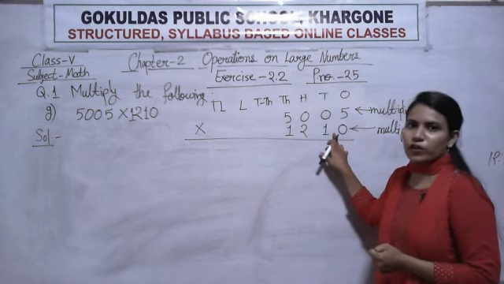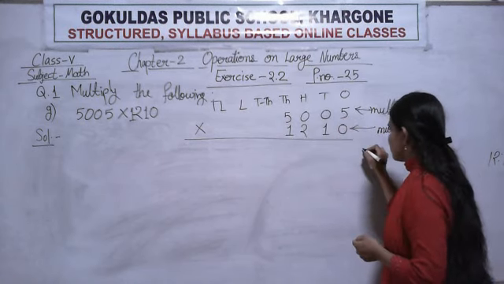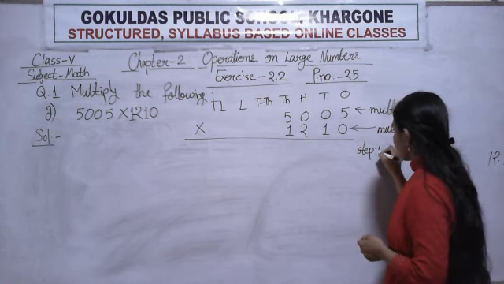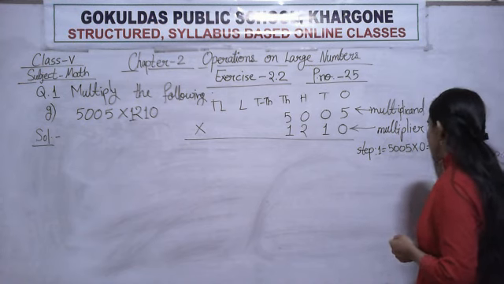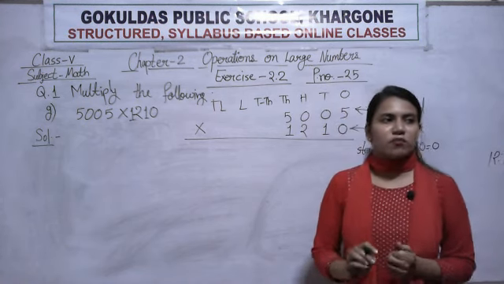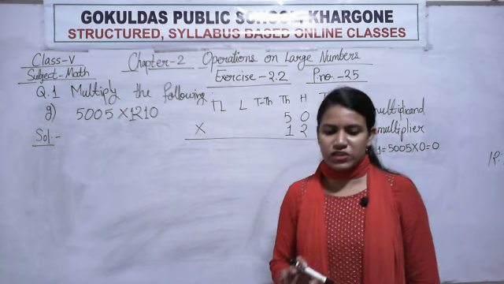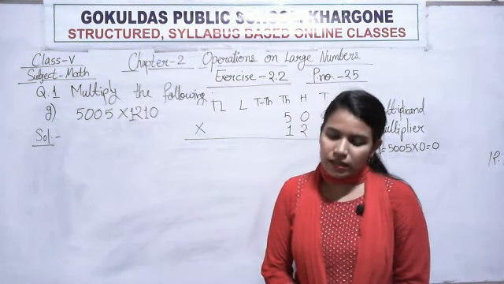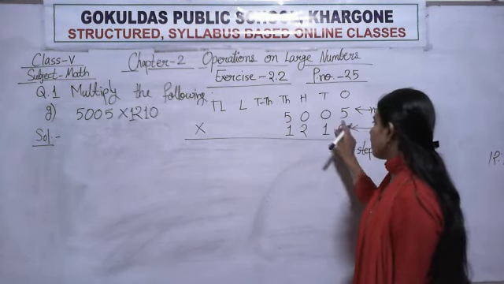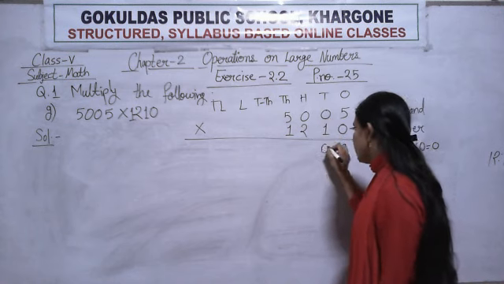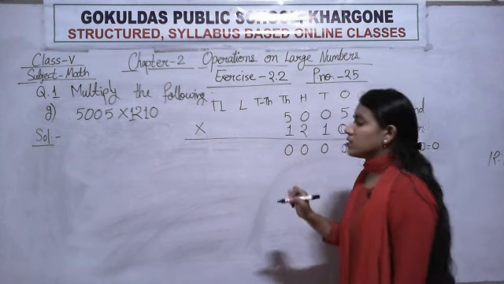In the first step what you will do? You will multiply the 0 by 5005. So in step 1 you will multiply 5005 by 0. You will get 0 as the answer. Remember, when you multiply any number by 0, the answer is 0. It is the property of multiplication. We will discuss it in another lecture. So 0 multiplied by 5 is 0. 0 multiplied by 0 will be 0. 0 multiplied by 0 will be 0. 0 multiplied by 5 will be 0.